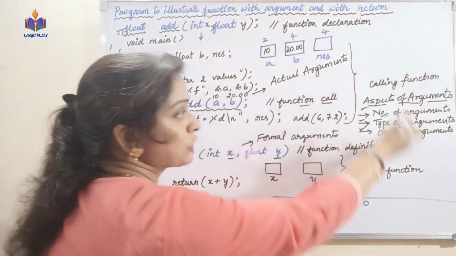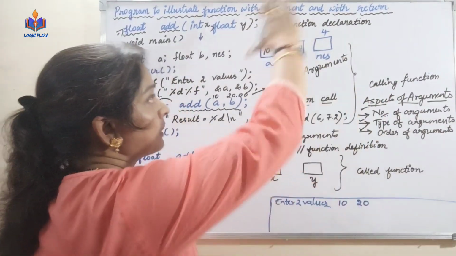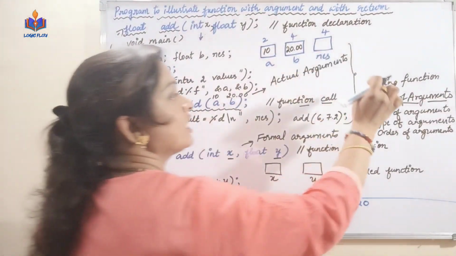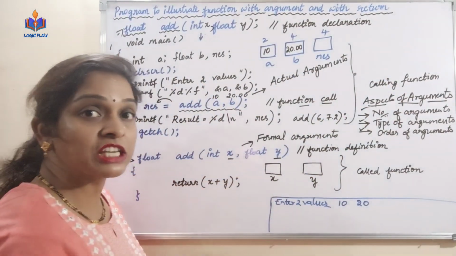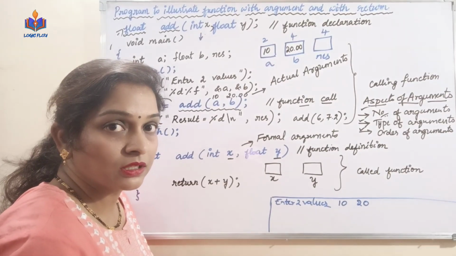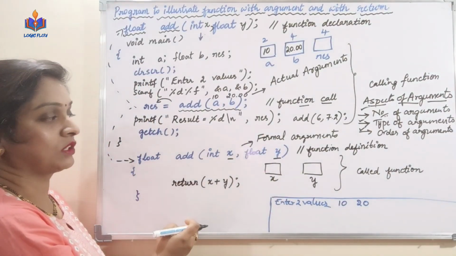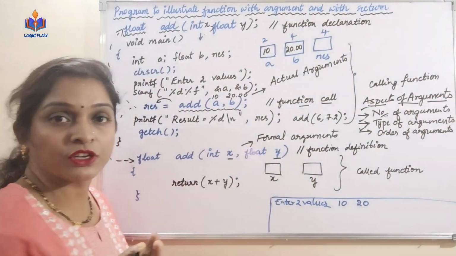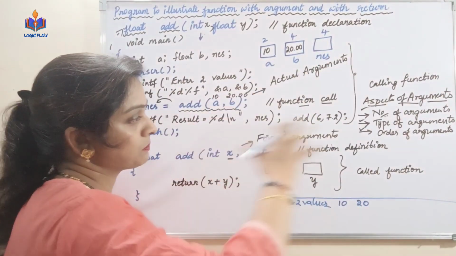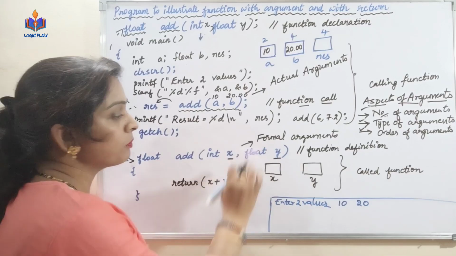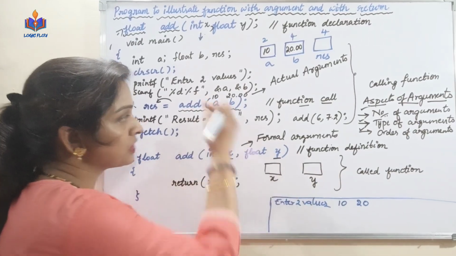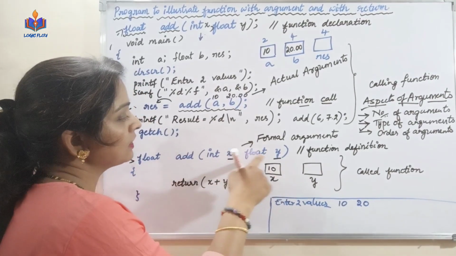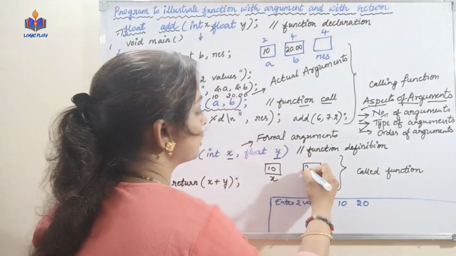And aspects of arguments. So this complete part that you can see here in the main function is called the calling function, the function which is invoking one more function. And the function which is invoked is called the called function. Calling function, called function. So many aspects we discussed here. So formal arguments, which are formally created to receive the values, means x is receiving how much? 10, and this y is receiving how much?